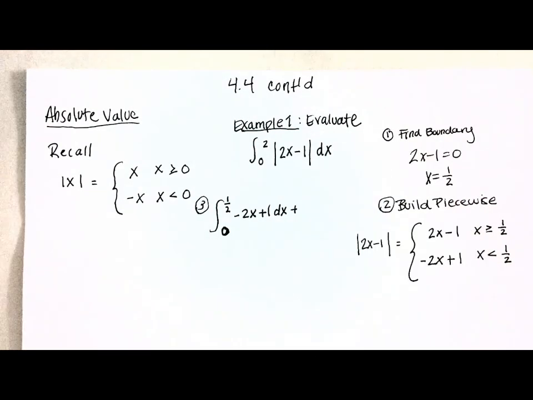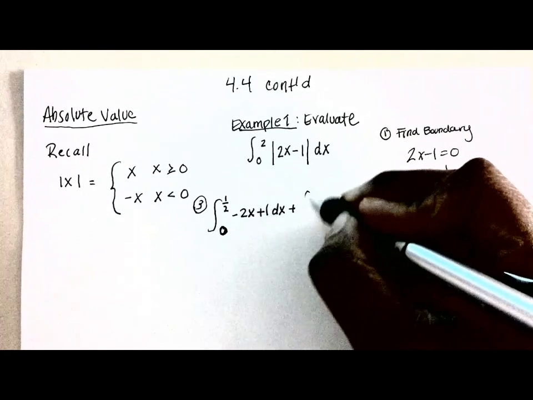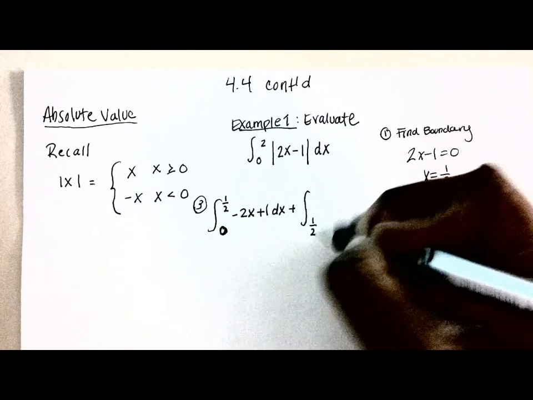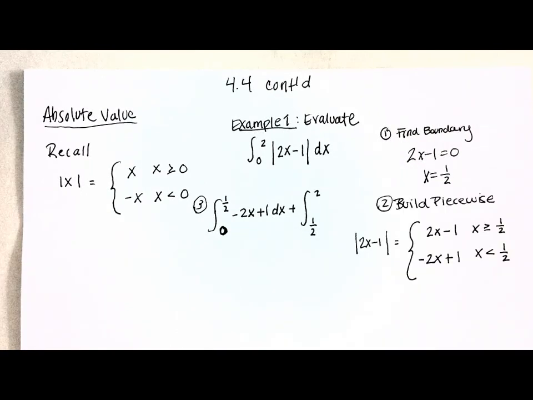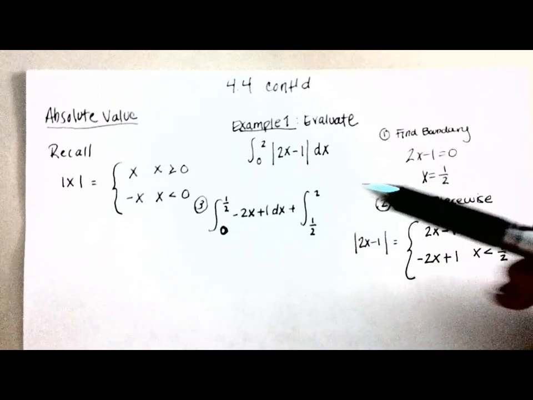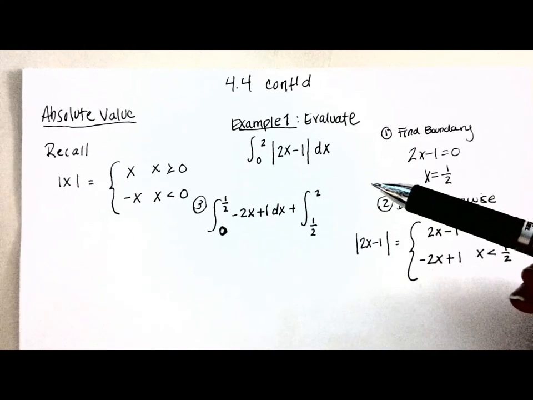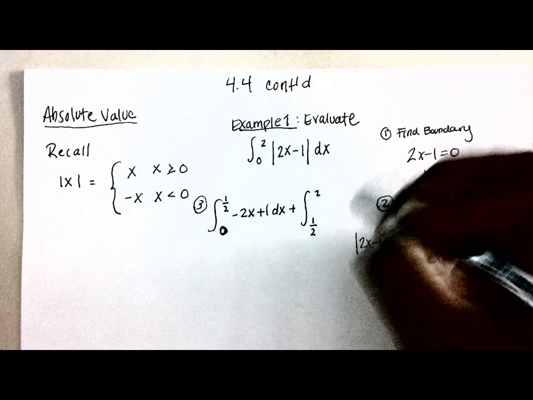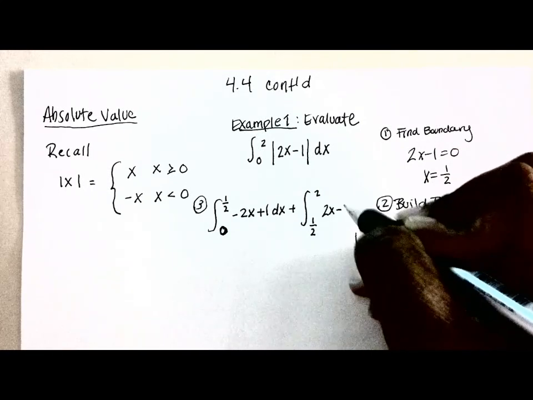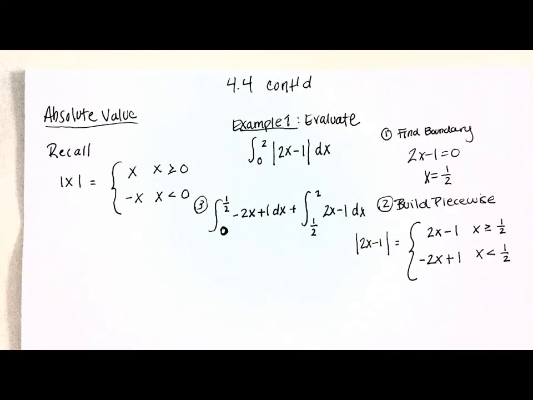Then plus the integral from half to 2, so I finish the rest of the integral. And from half to 2 is positive, so I just get 2x minus 1 dx. Any questions on that? Or does that intuitively make some sense? Okay.